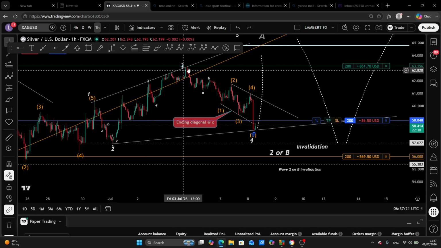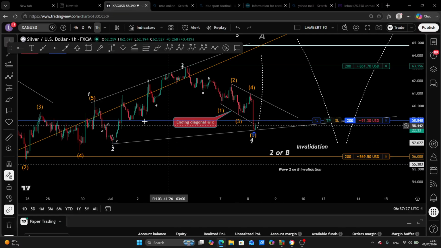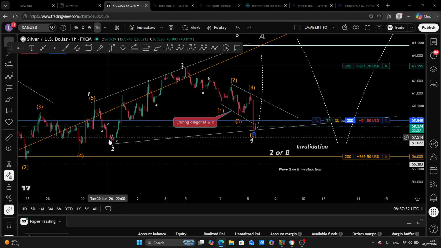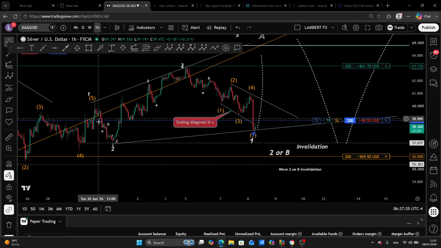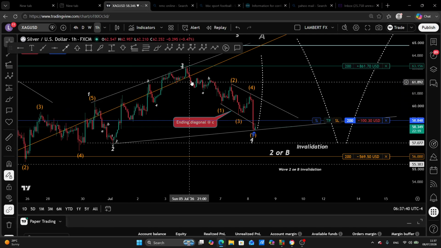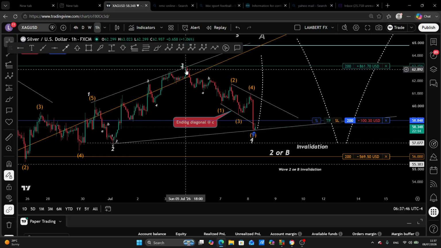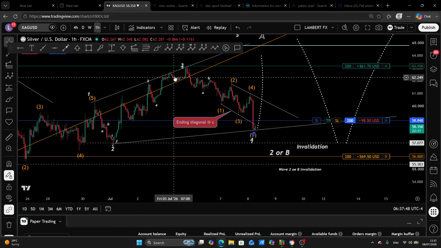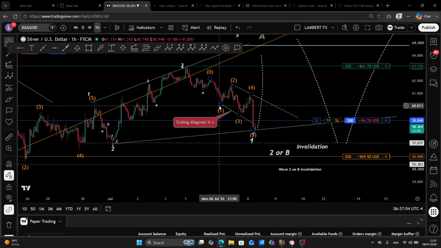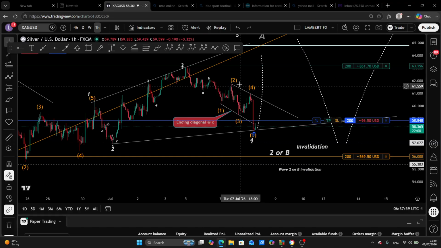So 1 and 3 connect, and then we have a 2, and now we've had our 4. So I'll just take you through these legs here. For 1, for your 2, we had a 3 leg down. Okay, for 2, and then for this 3 here, we had a 5 leg up for 3. And then for 4, we had this 5-3-5 pattern, and then the last legs, the C.